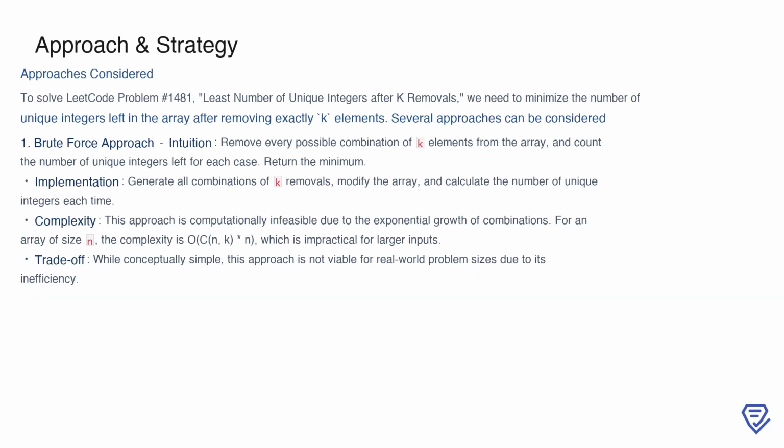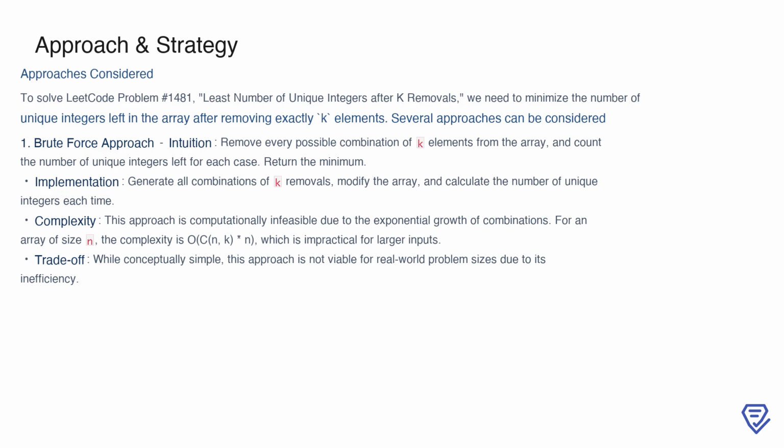To solve this problem, we're aiming to minimize the number of unique integers left in the array after removing exactly k elements. One approach to consider is the brute force method. The intuition here is straightforward: we would remove every possible combination of k elements from the array, then count the number of unique integers left in each case, and finally return the minimum.